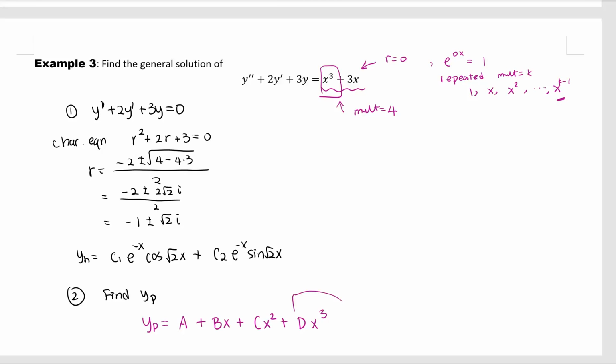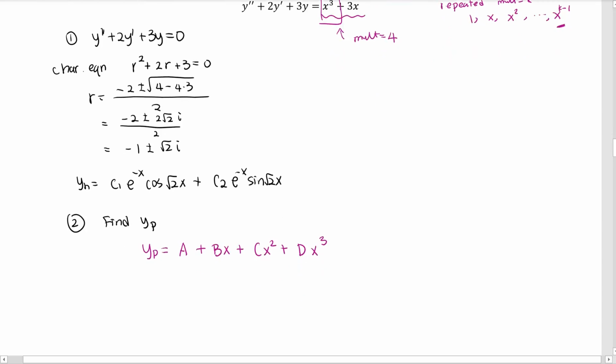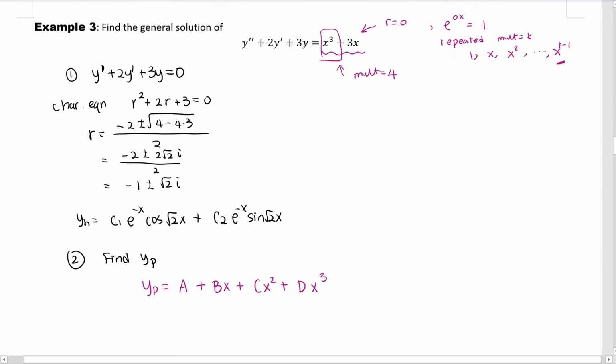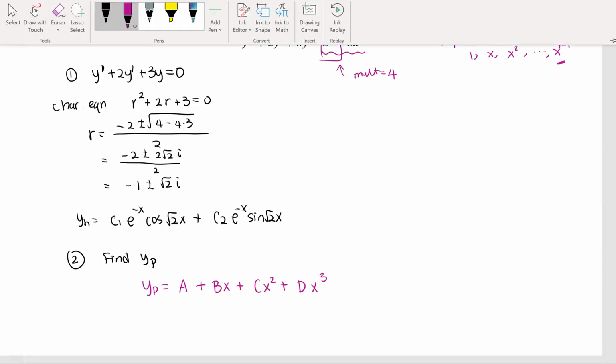If you only set it up like this, when you differentiate you're going to expect to see x squared and x when you take the second derivative, right? So only this term is not enough. You need a general term, one that contains all the possibilities. So this is our setup of the particular solution. Let's continue and differentiate it.